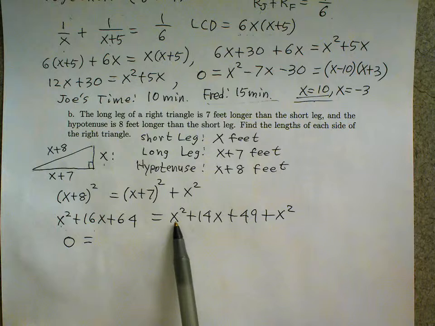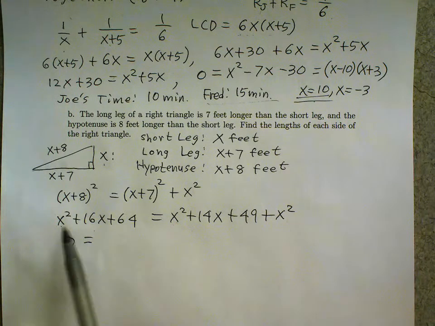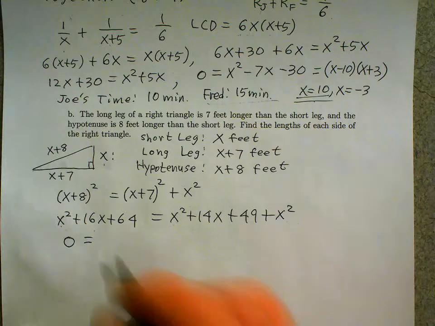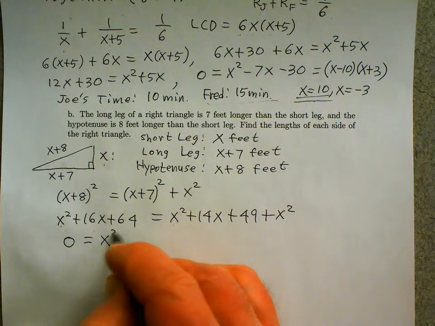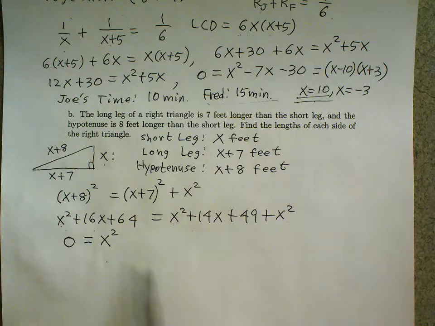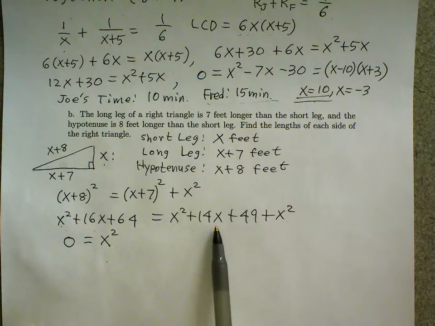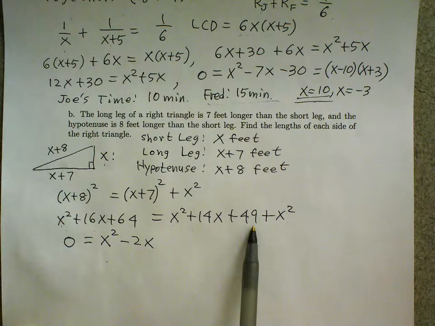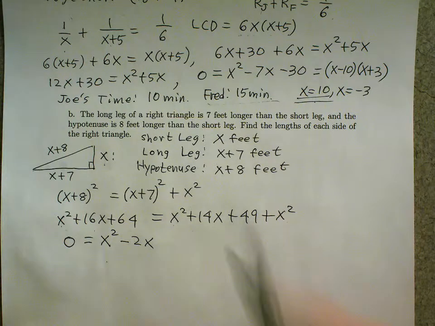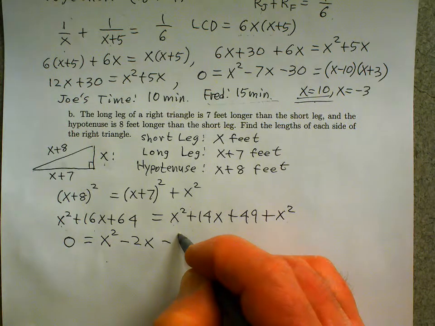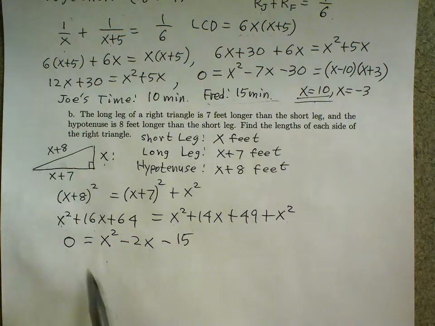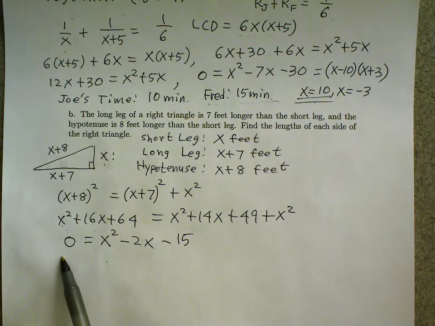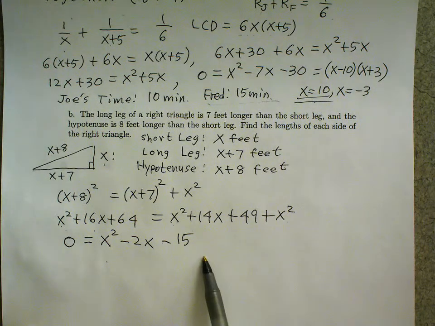The right-hand side begins with 2x squared, and when we subtract 1x squared from both sides, we'll just have 1x squared left on the right-hand side. And then 14x minus 16x is minus 2x. And finally, 49 minus 64 is minus 15. So this quadratic equation is in standard form.